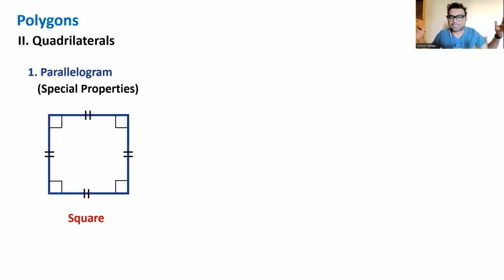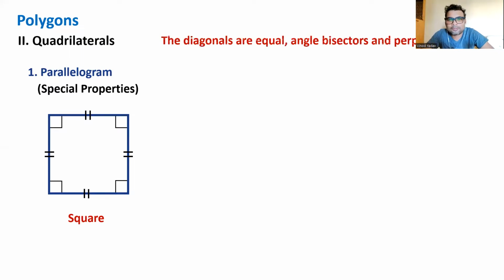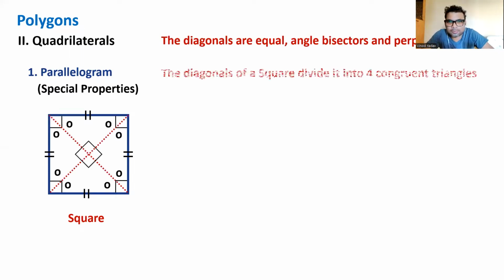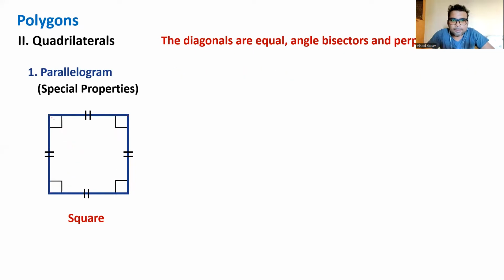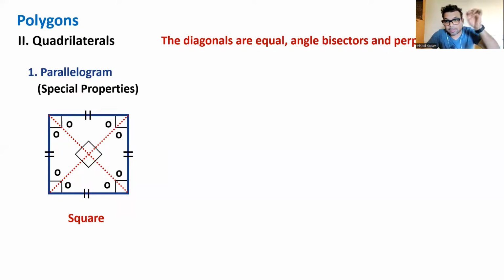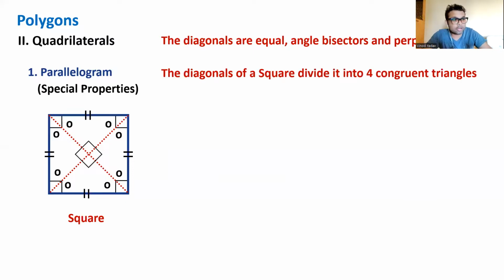Square. Now what to say? Whatever we studied till now about parallelogram, rhombus, rectangle, everything is true. The diagonals are equal, angle bisectors, and perpendicular. Okay. So equal diagonals, they bisect the vertex angles, they're perpendicular to each other, they bisect each other, all are true. The diagonals of a square divide it into four congruent triangles. Yes.